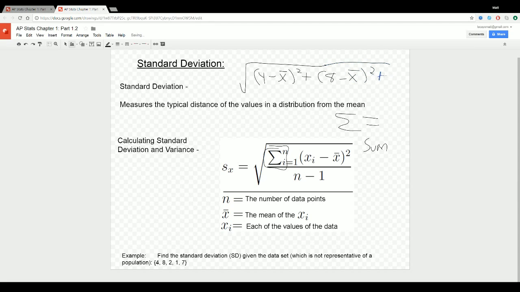Plus, and you do this for all points of data. Sorry, I'm trying to do an ellipsis. And you divide the whole thing by the total data minus 1, which is 5 minus 1, which is equal to 4. Then you do this, and you get the standard deviation. Like I said, pretty simple. And then lastly, we'll talk about variance. Variance is simply the standard deviation squared, S of x squared.